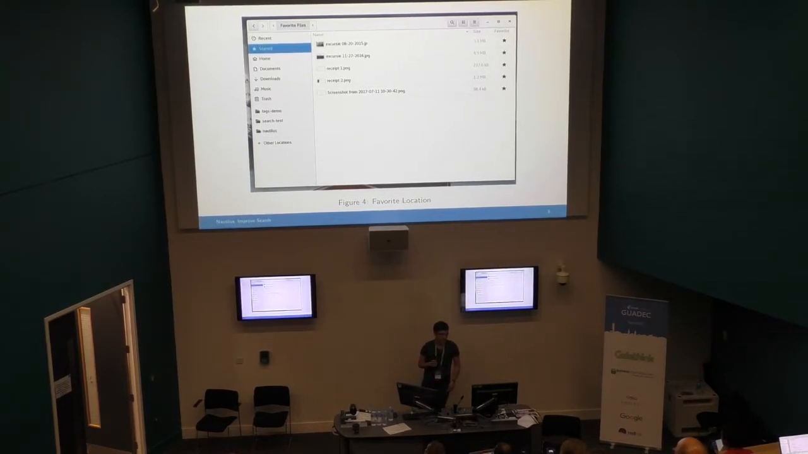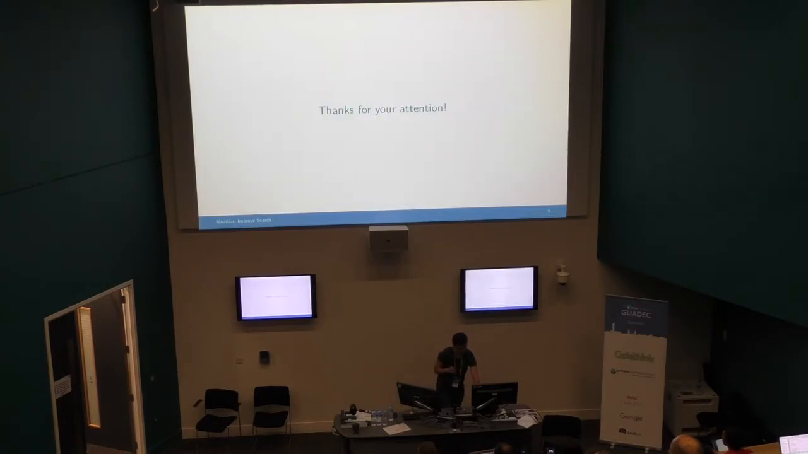So now we added a star location in the sidebar. And also in the list view, there is a star that can be toggled, making or unmaking the file a favorite. And also in the view, the files can be sorted by the favorites. I mean, the favorite files will show first if you want to reach them faster. That was all. Thanks for your attention.